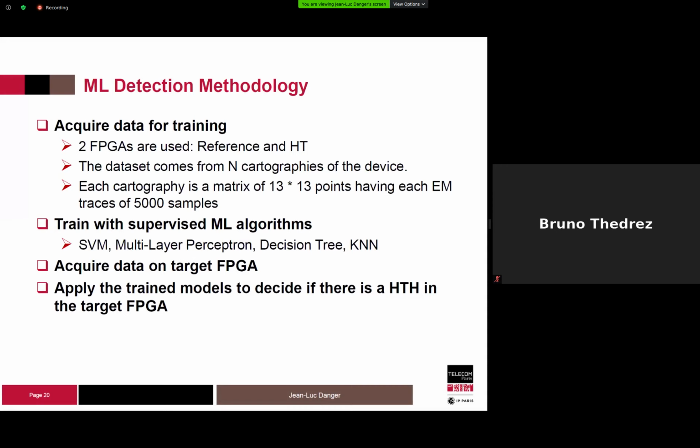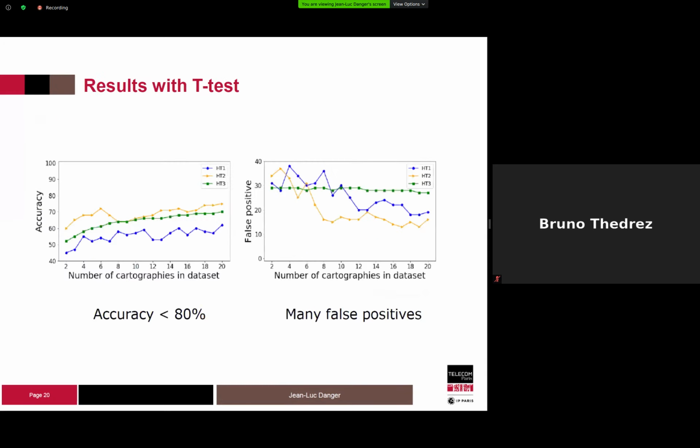Okay, now this slide explains the methodology to attack by machine learning. The idea is to have two devices, one which is not infected and the other which is infected, and you train a supervised machine learning algorithm. But before machine learning, you can use classical tests, which are rule-based tests, and specifically the t-test is very widely used to detect a hardware Trojan.